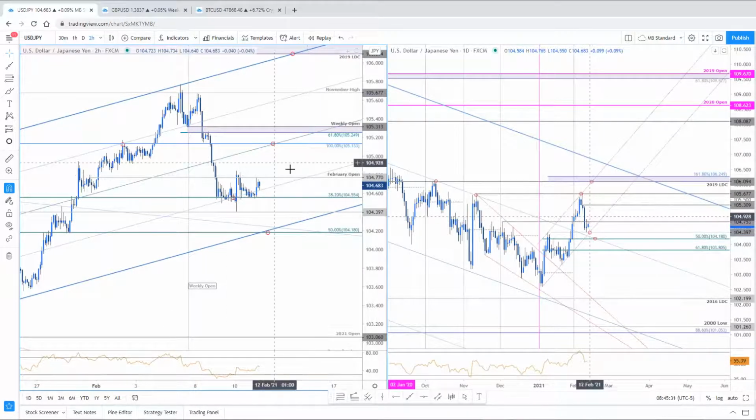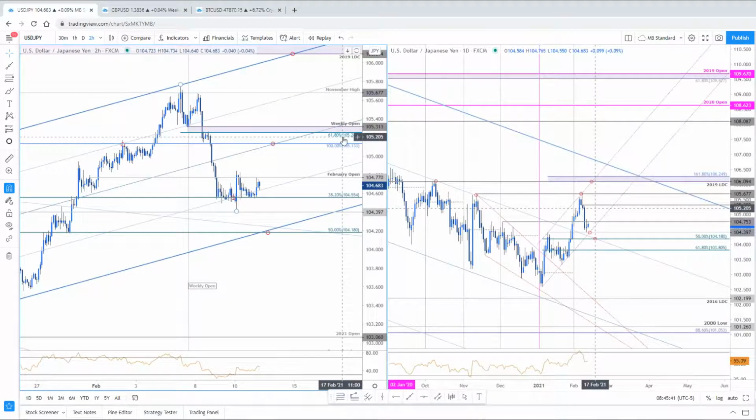That's the first level. 105.13, bearish invalidation. 104.25, 105.24, 105.30. It's your weekly open. That's the 61.8 of the drop.